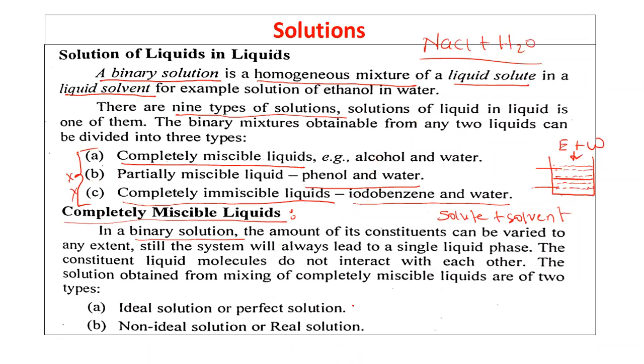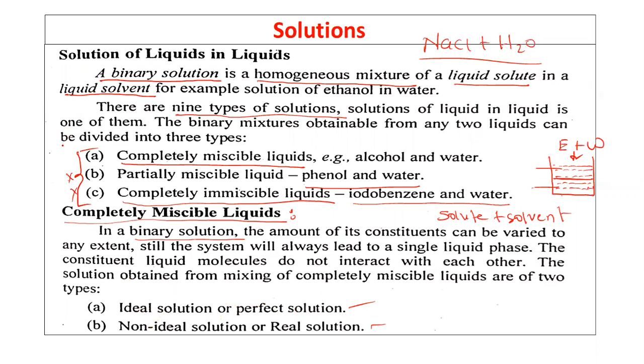There are two types of completely miscible liquids. One is the ideal solution or perfect solution, and the second is the non-ideal solution or real solution.